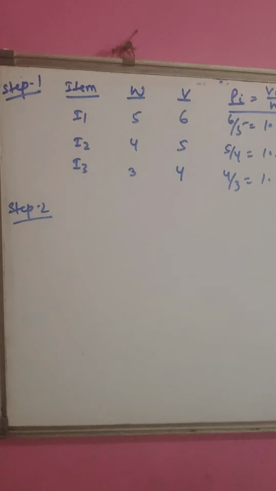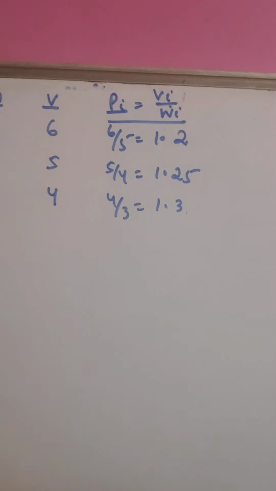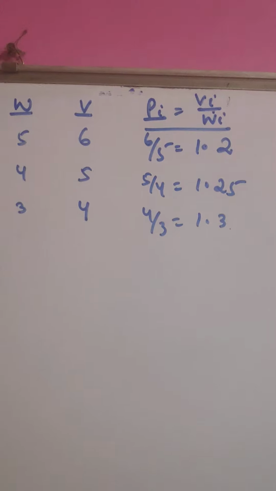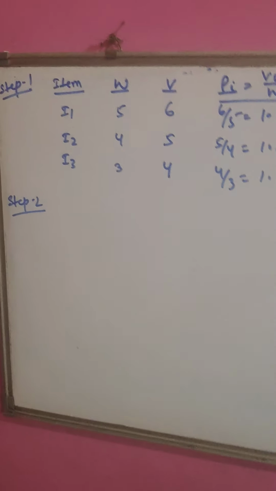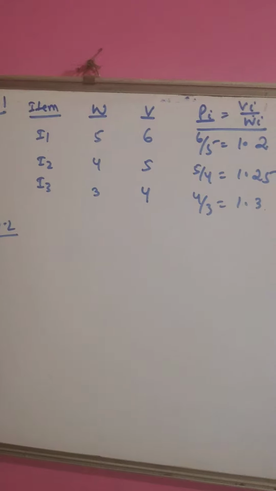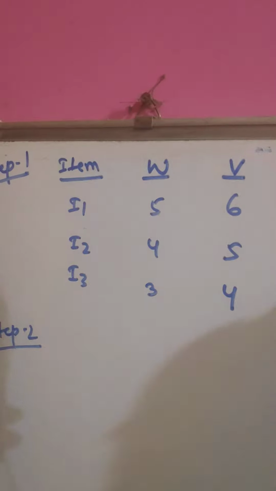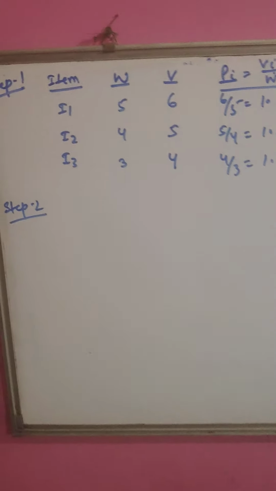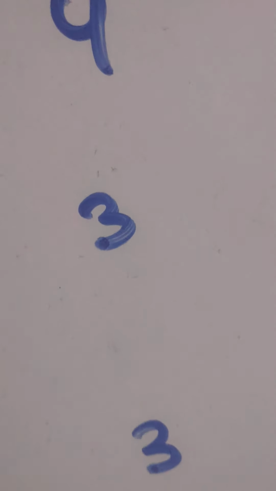Okay, I hope it will be clear for you. 3 items are given. I have just found the profit, that is the VI by WI ratio. So now I have to arrange the items in the decreasing order of their profit, PI. That means first I write this one, then this one, then this one, decreasing order. So let me change this one. So my item is I3, weight was 3, value was 4, and PI was 1.3.